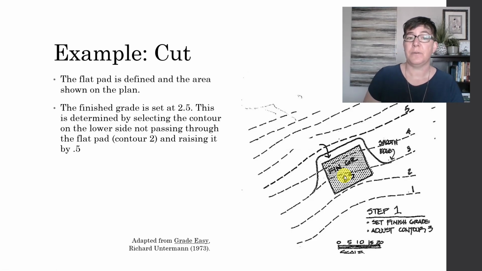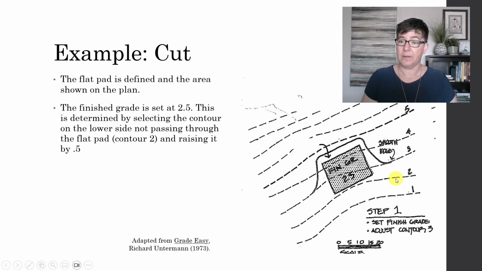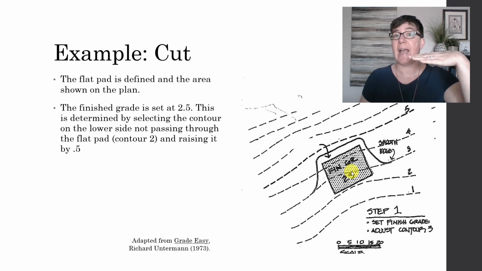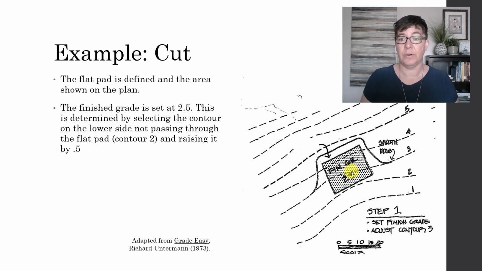The first thing we're going to do is set our finished grade. We're going to take a look at the contour line just below our proposed area, and we want to set our finished grade for that flat pad just slightly higher than that lower contour. So we're going to set that at 2.5.